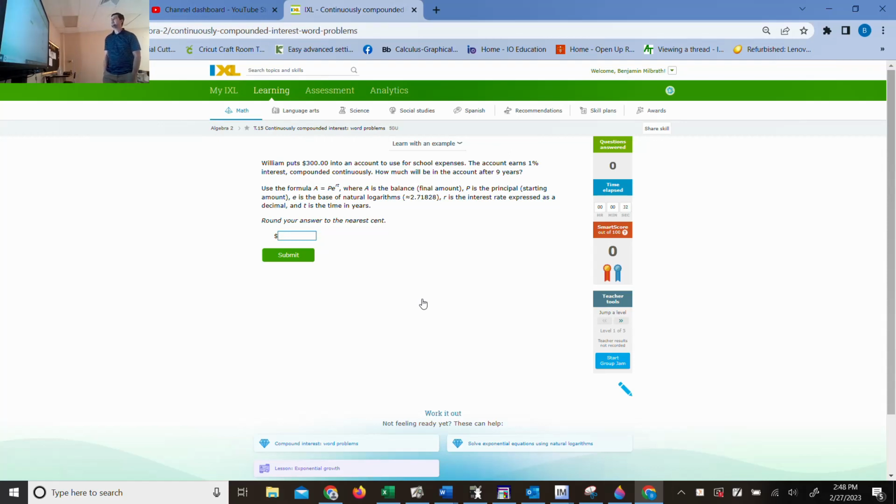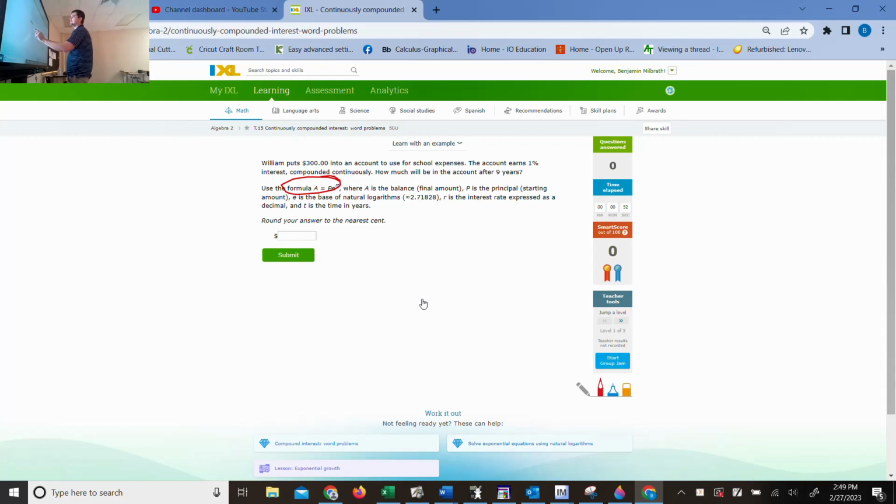William is putting $300 into an account to use for school expenses. The account earns 1% interest compounded continuously. And they're nice enough to give you the formula that you need, which is PERT. Hopefully some of y'all will memorize that. And then they ask for some other stuff. Anyways, how much is going to be in the account after 9 years?